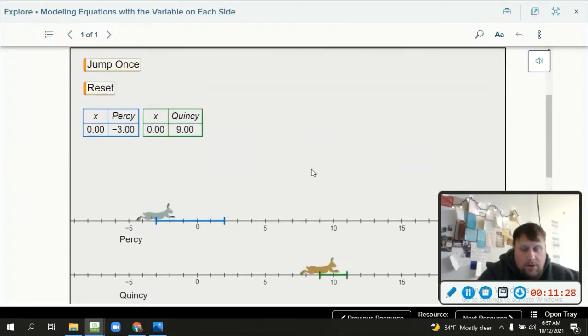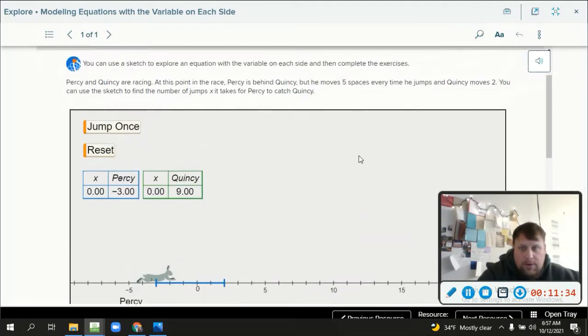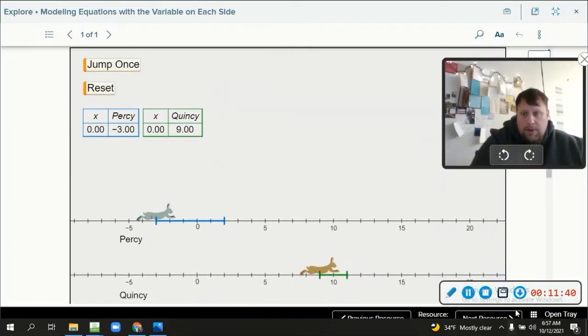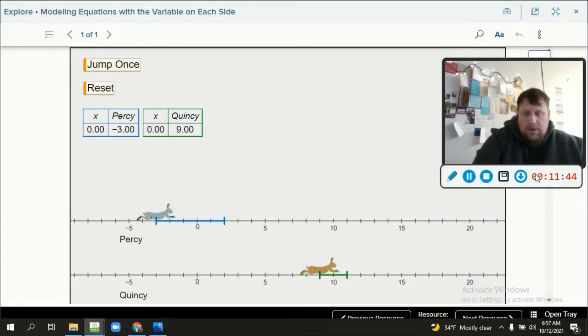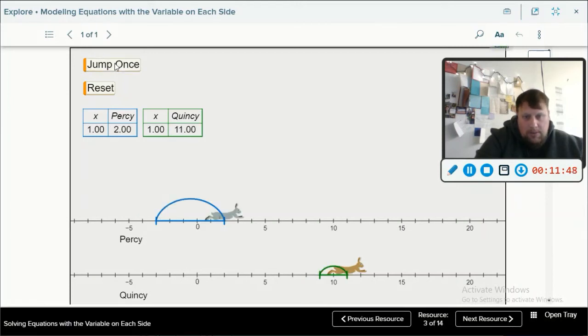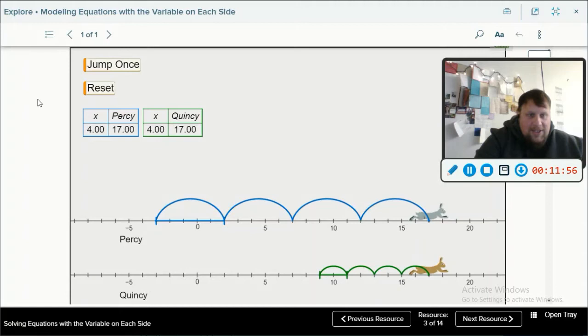So, Percy's jumping 5 spaces every time Quincy moves 2. Okay, so I'm going to hit this jump button. Jump. Look at that. One jump. He's getting closer. Oh, he's almost there. I think the next one's going to do it. And it took 4 jumps.